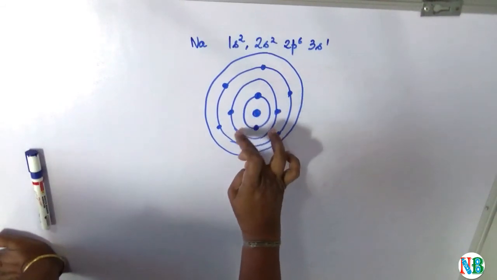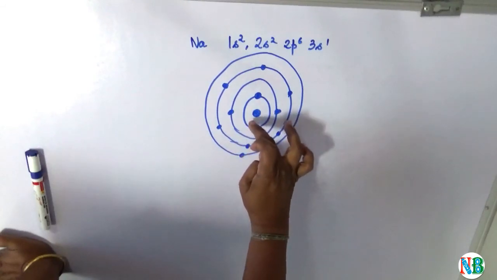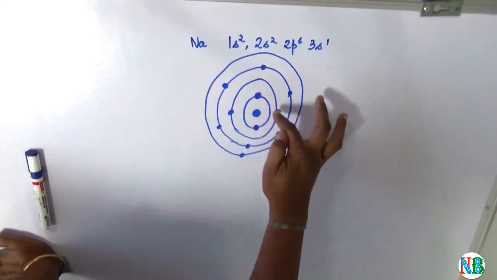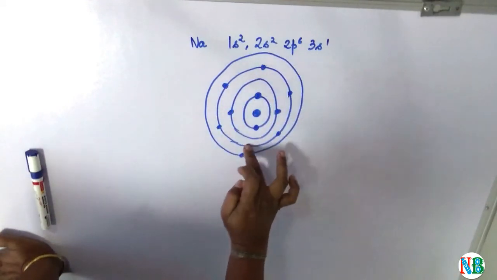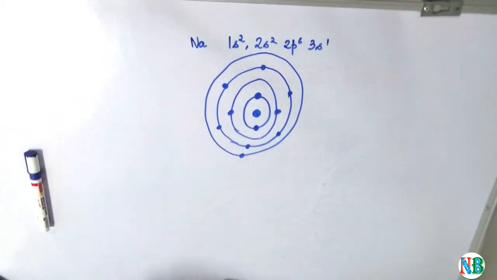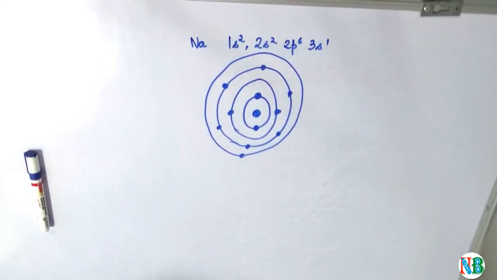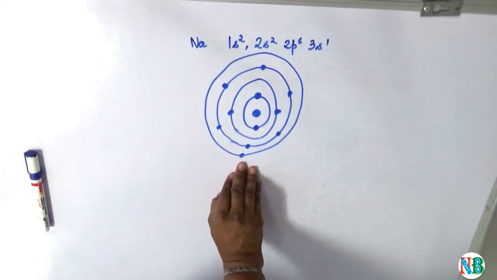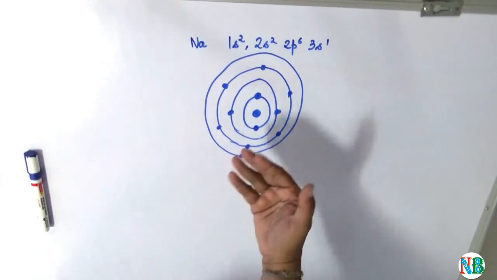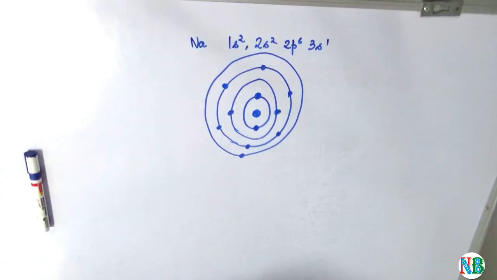So how many electrons are there in the three orbitals which are inside? 1, 2, 3, 4, 5, 6, 7, 8, 9, 10. So there are 10 electrons. These are called core electrons. This is the outermost electron and the rest of it is called the core electrons. So core electrons give us a force of attraction. They decide whether this outermost electron remains with the element or goes away to another element or binds with it.